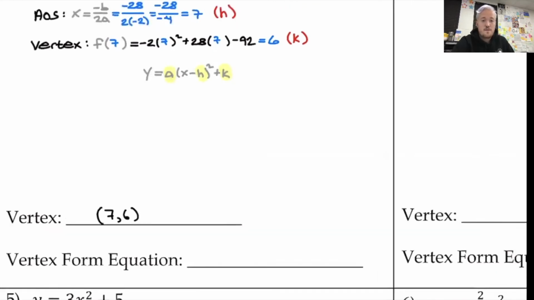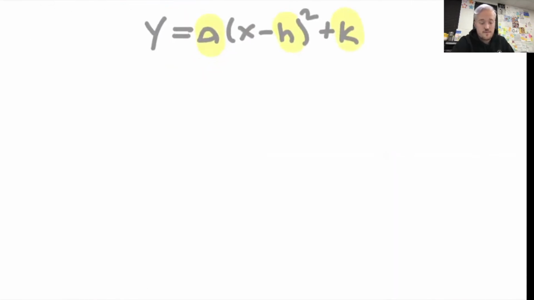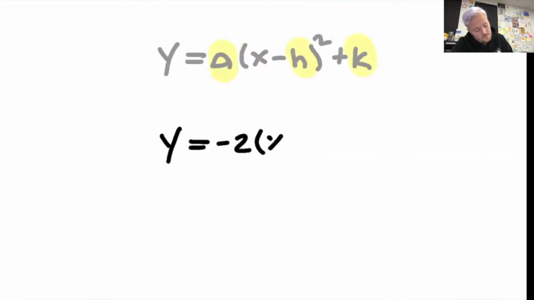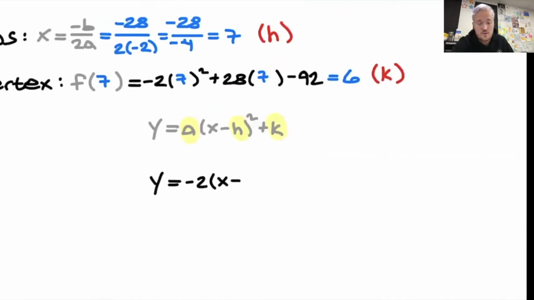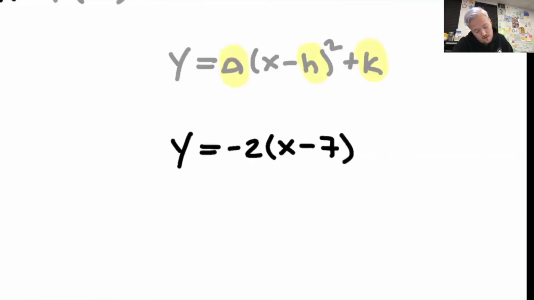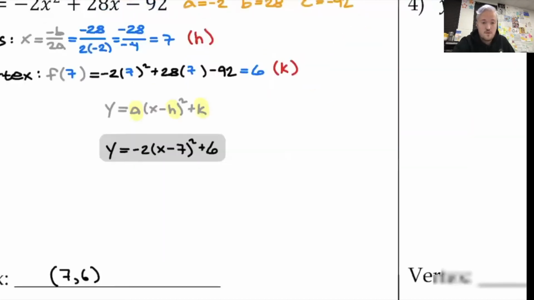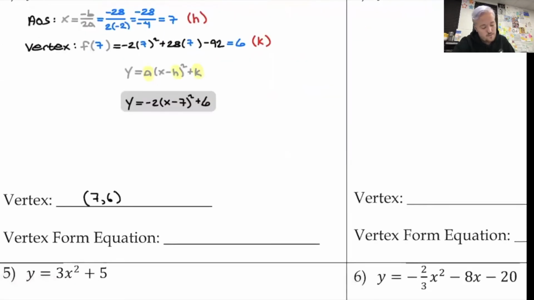All right, so let's go back up here, write it in vertex form. So we have an a value of -2, I believe. Yes, we do. -2 x minus my h value, which is 7, all squared, plus my k value, which is 6. All right. So there's no subtracting a negative, there's no adding a negative, so there's nothing to simplify, which means we are done. So that is your final answer for vertex form. Boom.